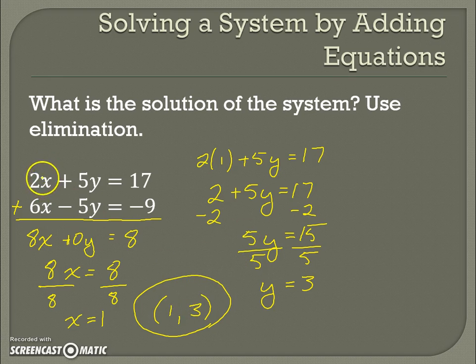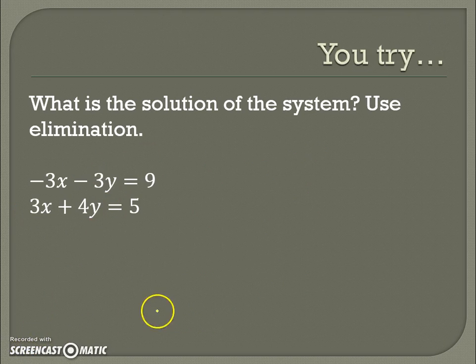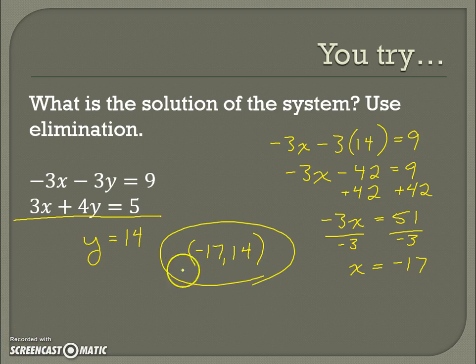So the first thing you're going to check is if you add straight down, does it eliminate a variable? Here's one for you to try. The answer will be up in 3, 2, 1. All right, so here's what I got. Hopefully you got the same thing. If not, you need to go back and check your work.